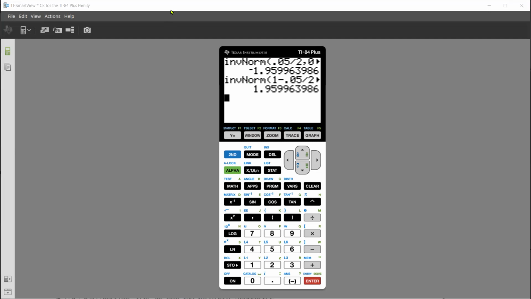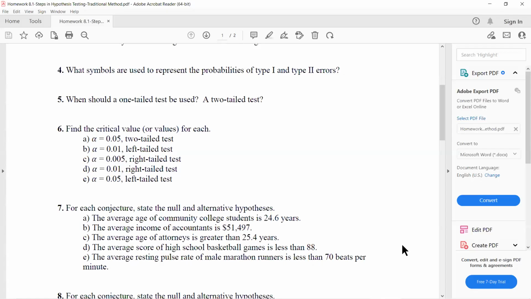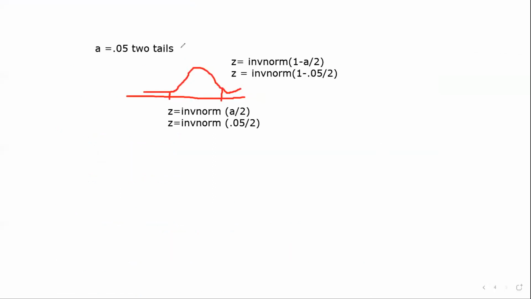All right, let's do another one. Let's do B. B is alpha is 0.01 and it's left tail. So this means that you're doing, here I have a distribution. Let me draw it out. Here's my curve, right? This time I'm in the left tail, so I'm here. I only have one critical value, right?